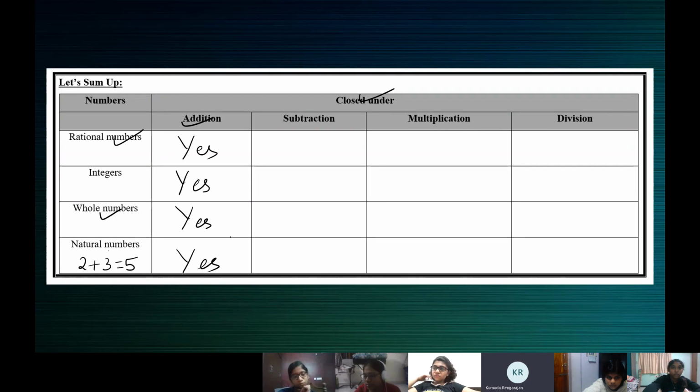Now, are rational numbers closed under subtraction? That is, when you find the difference between two rational numbers, will the result also be a rational number? So what we need to understand is that in rational numbers, we have more collection when compared to natural numbers, whole numbers, and integers.